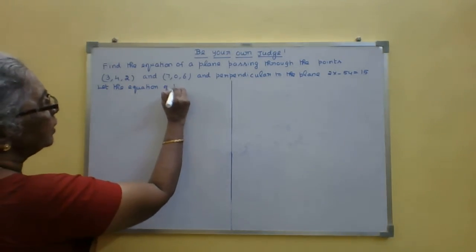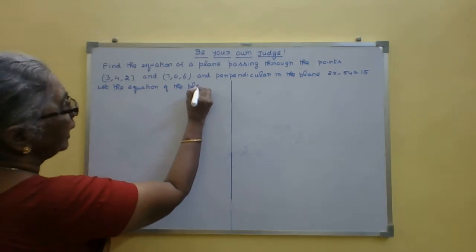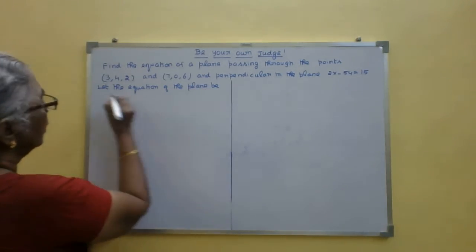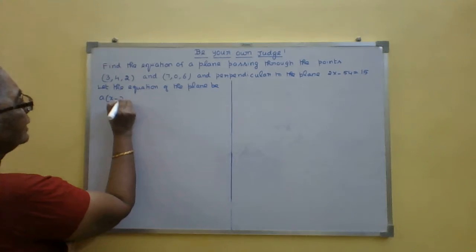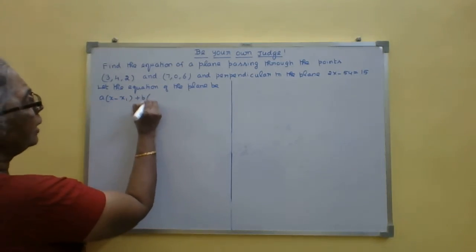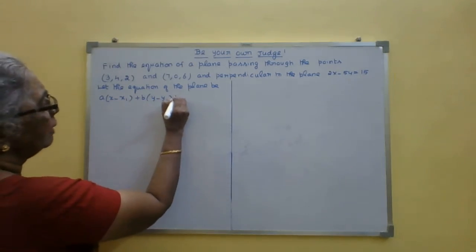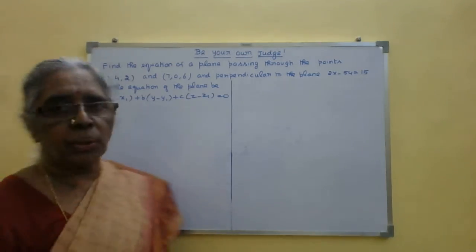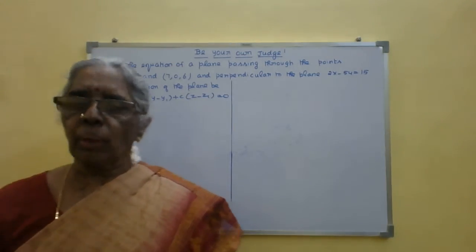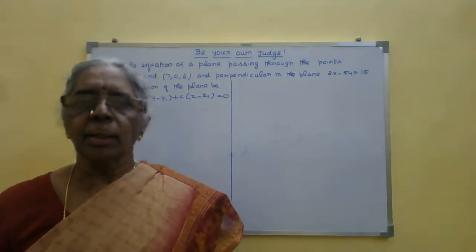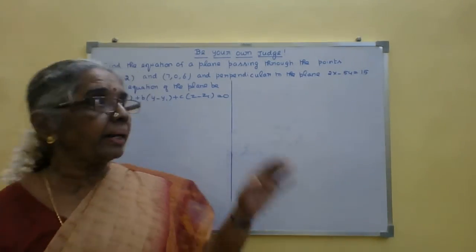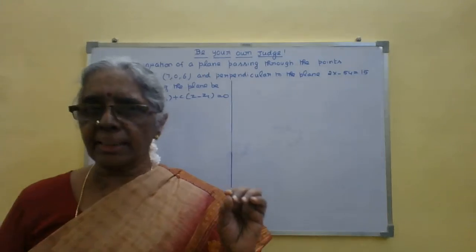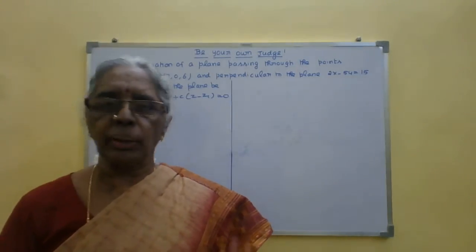Let the equation of the plane be a into x minus x1 plus b into y minus y1 plus c into z minus z1 is equal to 0. You know here x1, y1, z1 is the point through which the plane passes, and a, b, c are the direction ratios of the normal to the plane.